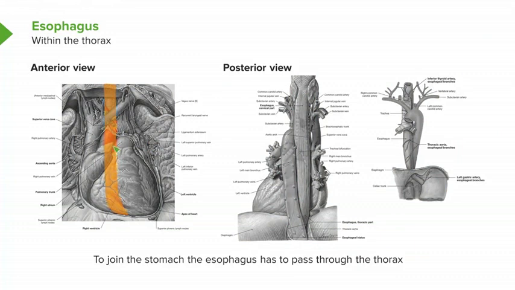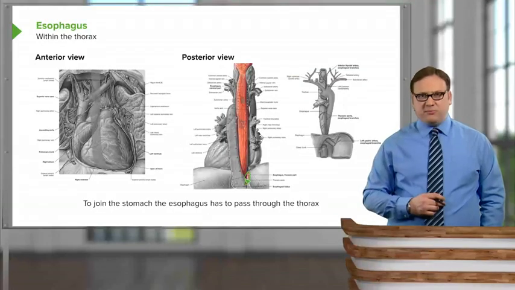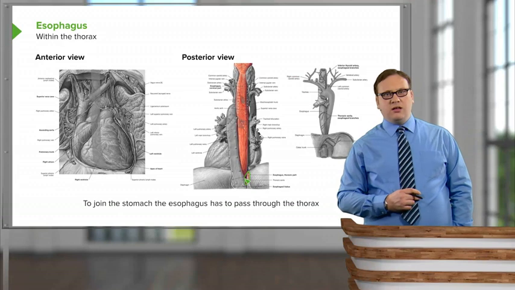If we look at the posterior view, then we can see the diaphragm here. We can see the outline of the posterior aspect of the heart here, sitting on the diaphragm. And we can see this large blood vessel here, that is our aorta. And we can see running inferiorly down, we have our esophagus. It's running directly behind the posterior surface of the heart. And then it's going to enter into the abdomen by passing through the diaphragm.